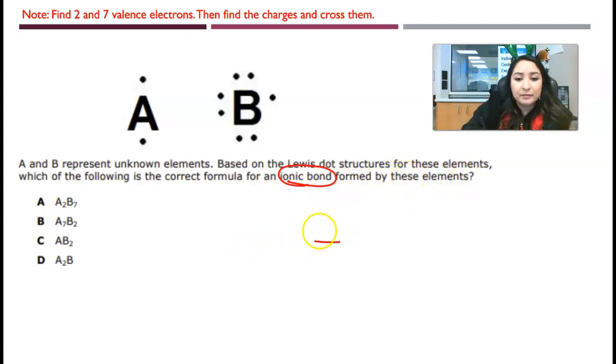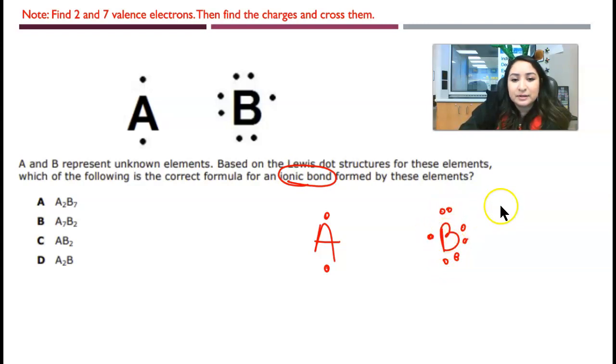So if I were to have A, which has 2 valence electrons, and B, which has 7, and this is ionic, that means one of them is going to steal the electron. So this A is going to give 1 electron over here. This is where the electron is going to go. But now A still has 1 more. We can't put any more on B because it already has its full 8.